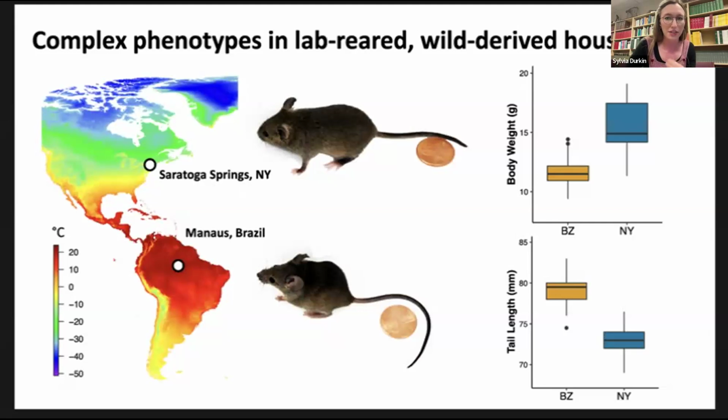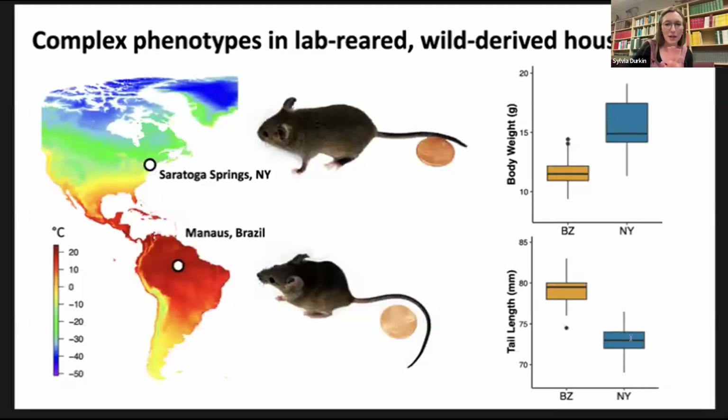But I specifically focus on two inbred lab strains of house mice that were originally collected from Manaus, Brazil, and upstate New York. So these two groups of mice have adapted to very different climates in terms of temperature, with Brazil mice being from a warm tropical environment and New York mice being from a cold temperate environment. And they display classic phenotypic differences that are reflective of this, such as New York mice having increased body size, as well as decreased extremity length.